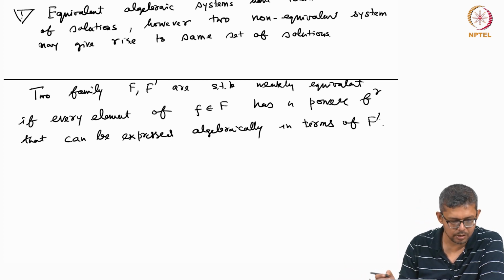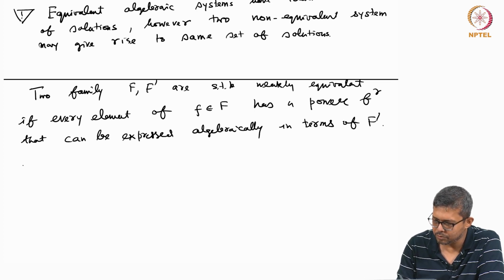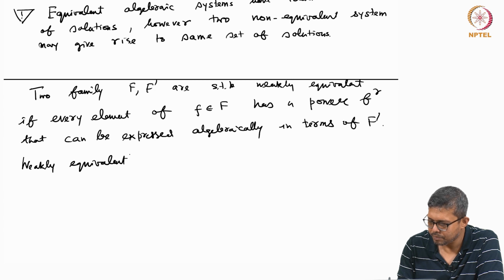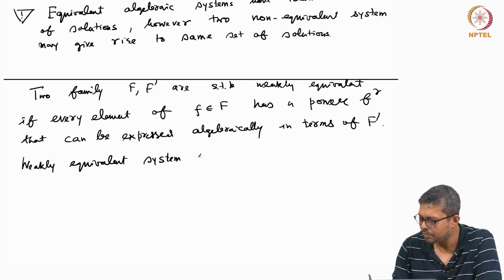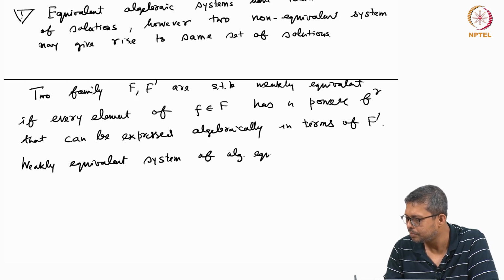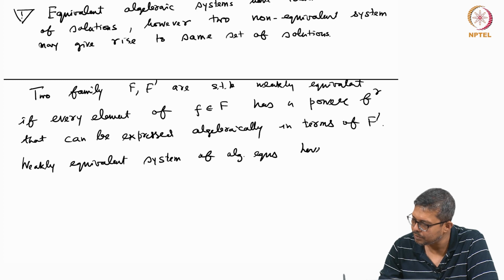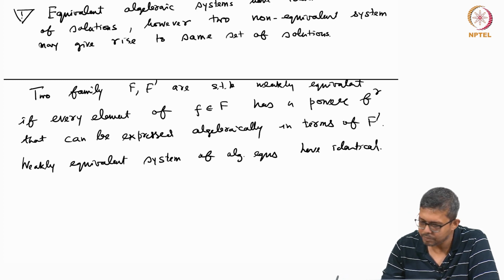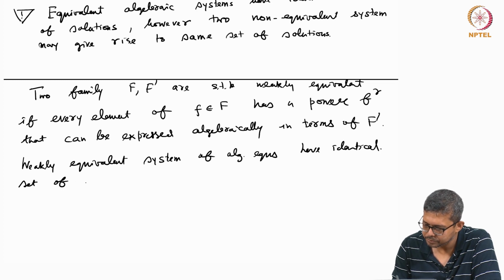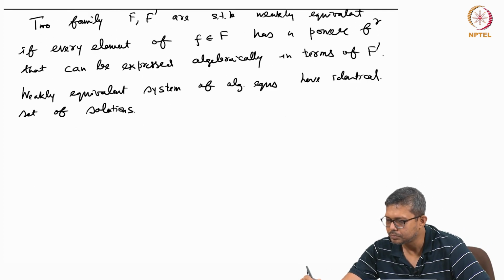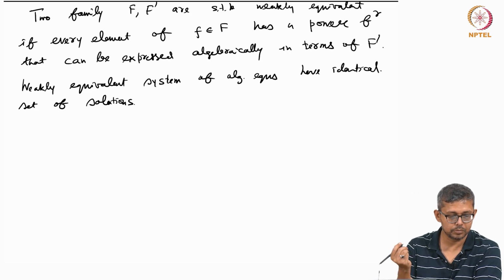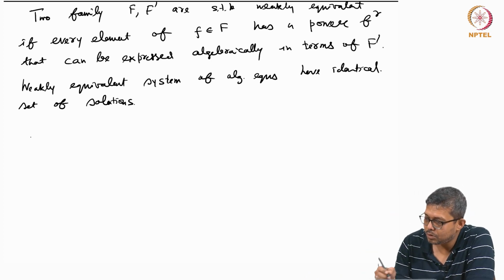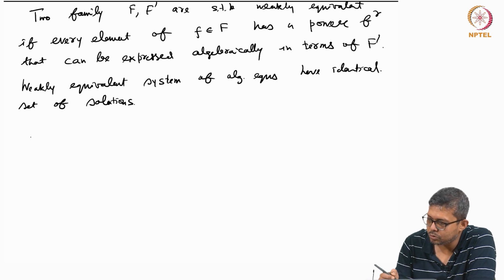So now, with this, weakly equivalent systems of algebraic equations have identical sets of solutions. So this is the motivation to do the Hilbert Nullstellensatz.